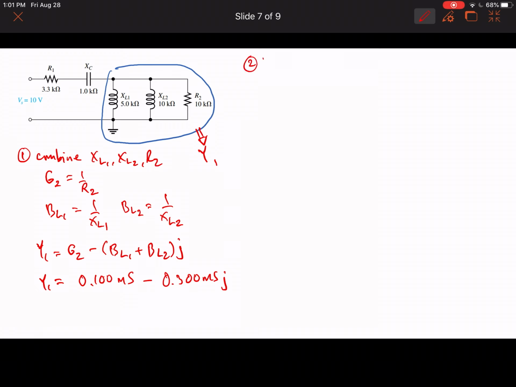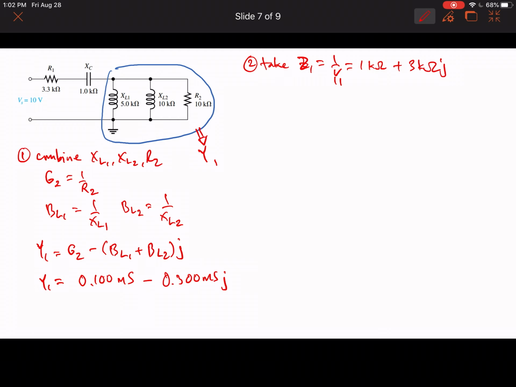So the next step is to take Z1, which is the reciprocal of Y1. Okay, and we already know how to do this. We need to get the absolute value of Y1, and we also need to get the phase angle of Y1. Okay, and Z1 will give us 1 kilo ohm plus 3 kilo ohms J hat.